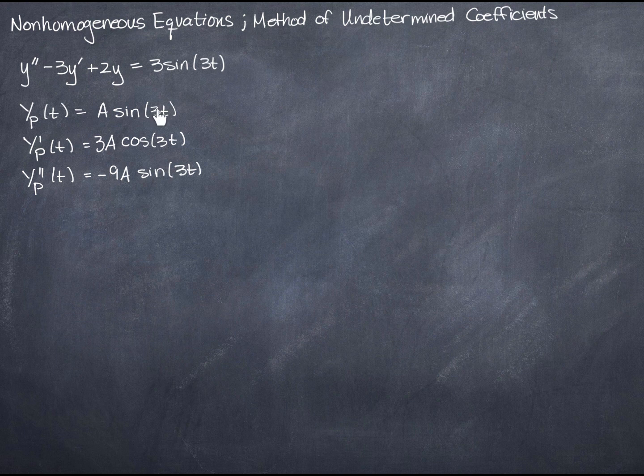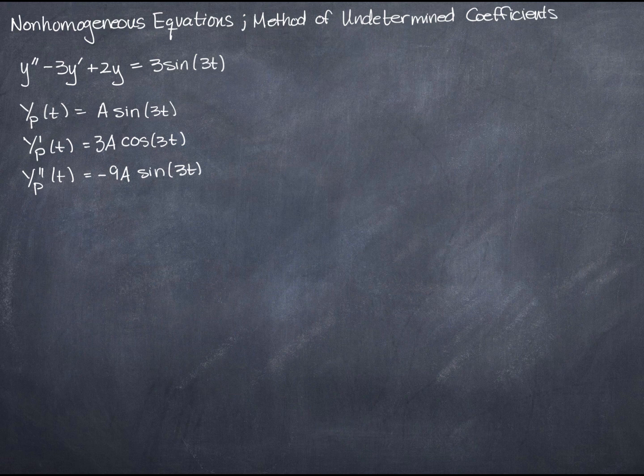Right, so 3 times the derivative of sine, 3 times the derivative of 3 cosine, and 3, I guess that's as far as I need to go. 3 times the derivative of 3 cosine is 9 sine, but it's negative. So those are my 3 functions, my original proposed solution, its first and second derivatives. So now we'll plug those in.